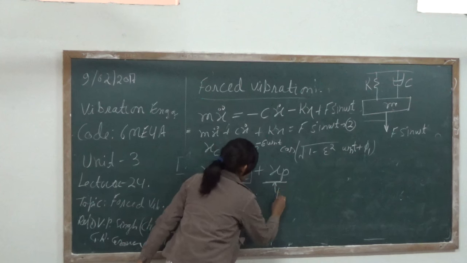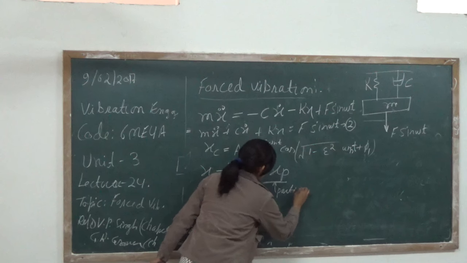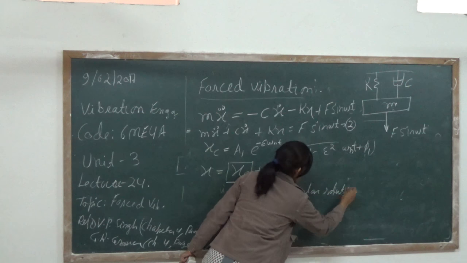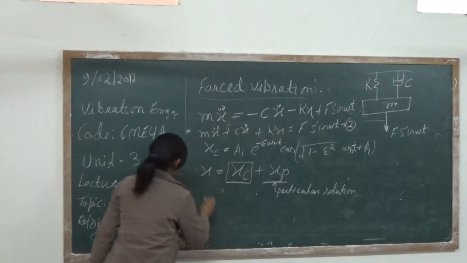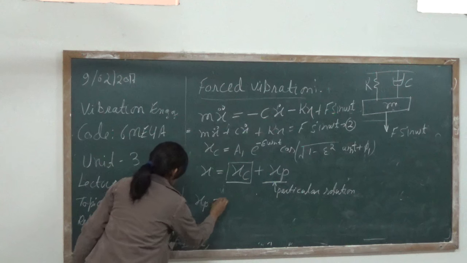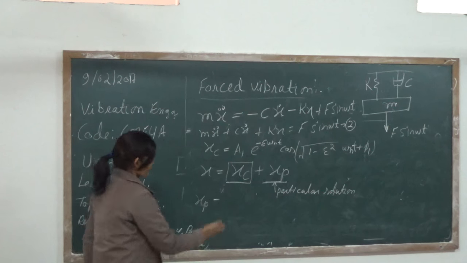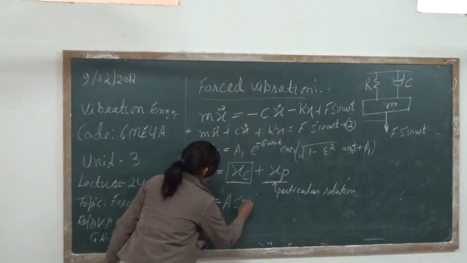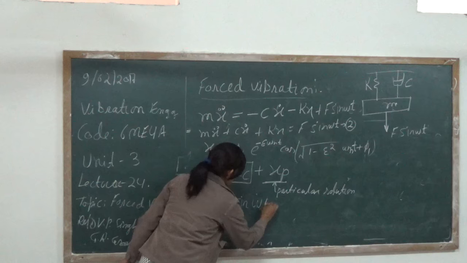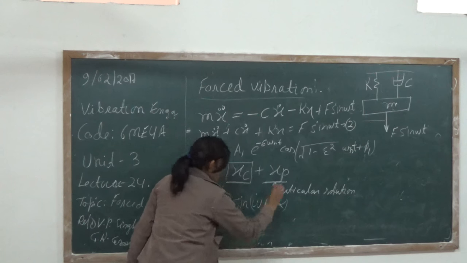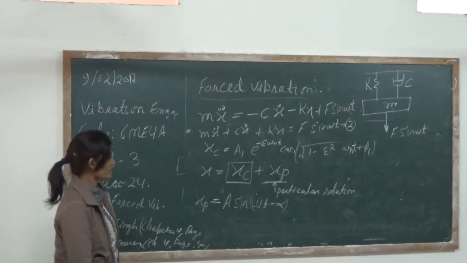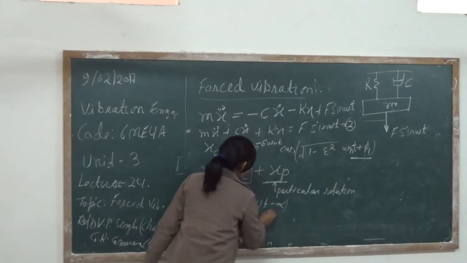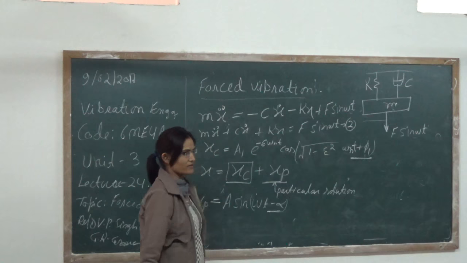Xp represents the particular solution. The particular solution Xp will again be harmonic. So what is the function? A into sine omega t minus alpha. Earlier we have taken plus phi, here we have taken minus alpha.